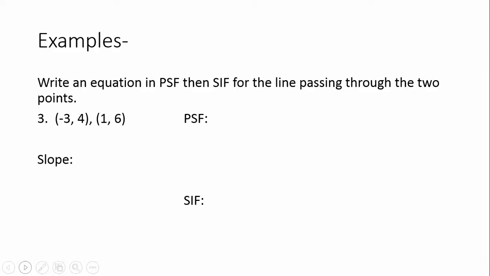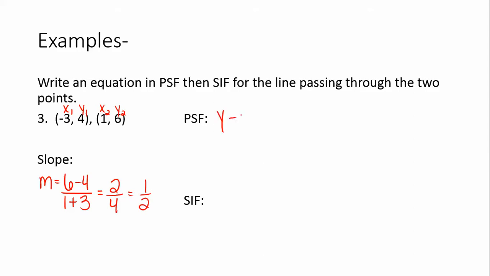One more example of this type, I think, so try this one again on your own, pause the video, and then check your solution. So we have x1, y1, x2, y2. So our slope, 6 minus 4 over 1 minus a negative 3, so 1 plus 3. That's 2 over 4, or again 1/2. So now we have y minus 4 equals 1/2 times x plus 3.